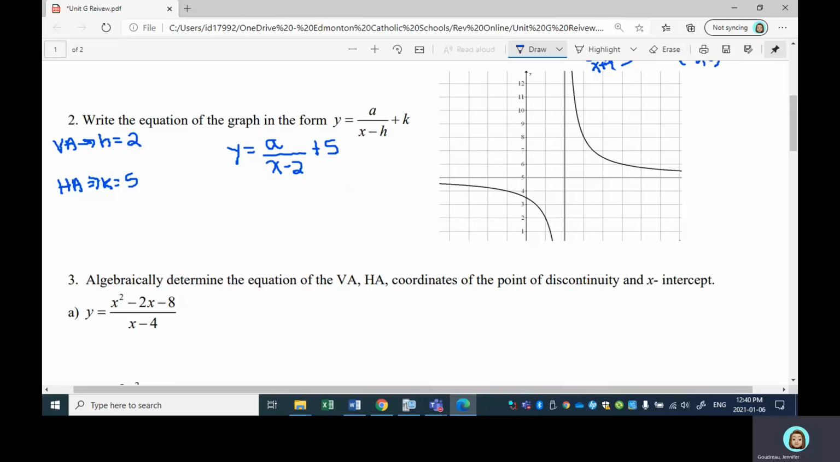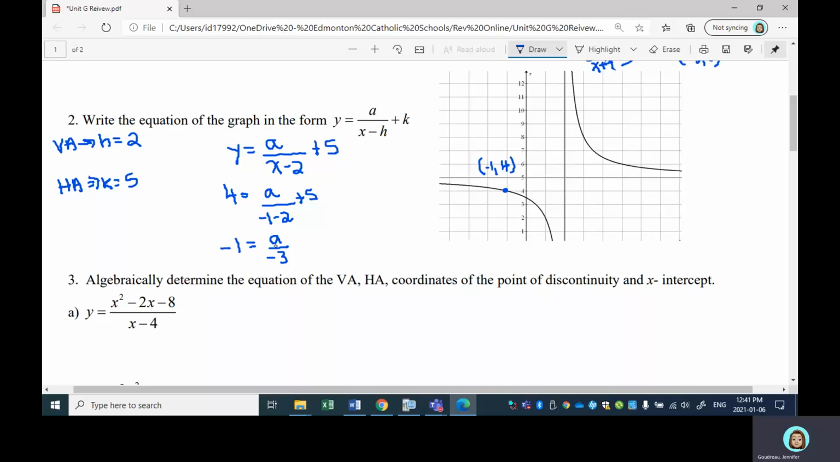So what we're going to do is take a point that was on the graph and substitute it in for x and y and solve for a. We can choose any point that is on the graph. I'm going to choose this point right here, which is the point negative 1, 4, and I'm going to substitute for x and y, and then solve for a. So 4 equals a over negative 1 minus 2, plus 5. I'm going to subtract 5 from both sides, which gives me negative 1 on the left-hand side. And I'm also going to put negative 1 minus 2 together, which gives us negative 3.